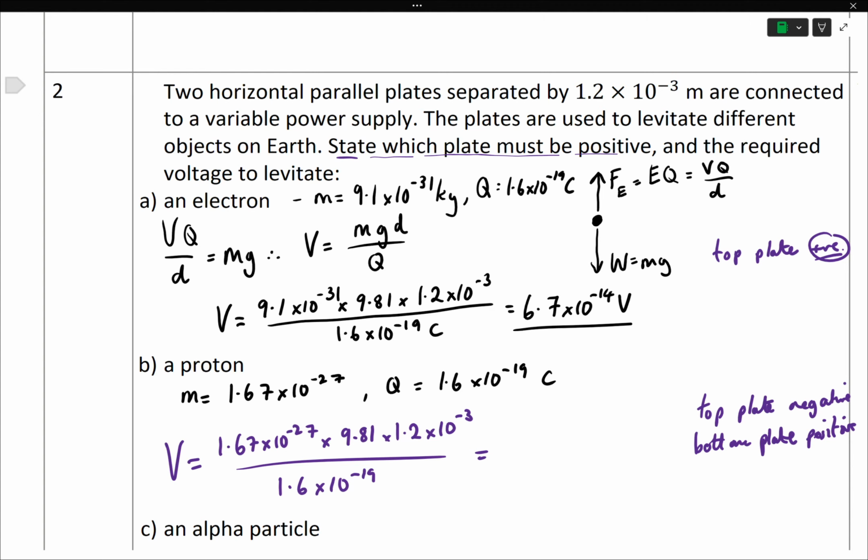which gives us a value of 1.67 times 10 to the minus 27 multiplied by 9.81 multiplied by 1.2 times 10 to the minus 3 divided by 1.6 times 10 to the minus 19. So we're just going to write 1.2 times 10 to the minus 10 volts.